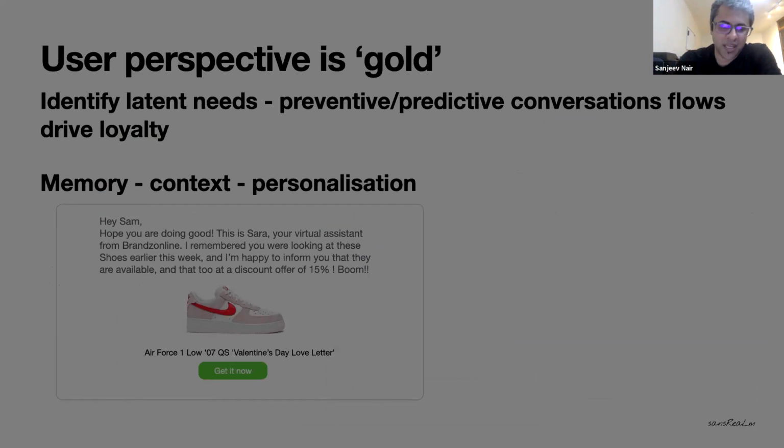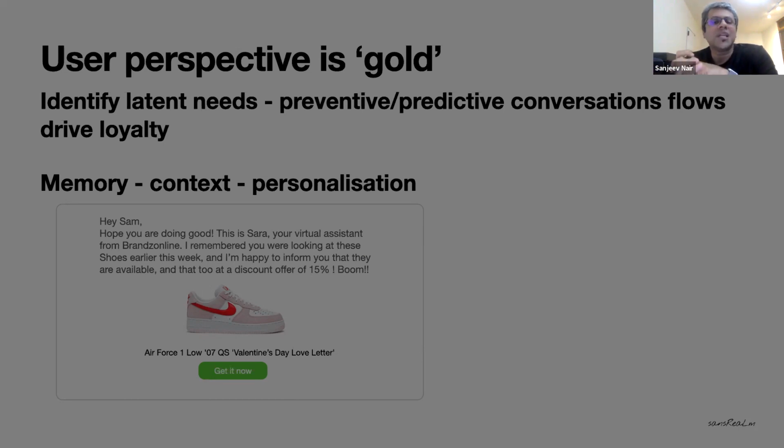Getting to the next important point is that of user perspective. It is the most important thing, because that's what gives you a sense of what the user is thinking about your service or your product or your business. It also gives you an ability, the better you understand where the user's perspective stands about the service, the better you're able to build on latent needs, and create preventive as well as predictive conversation flows.